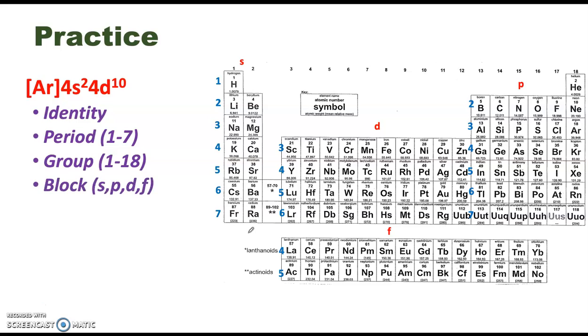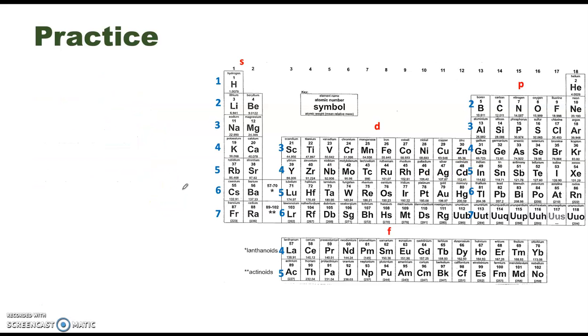I believe this is the last one. So let's just do it this way. 4d10. 4d, 1, 2, 3, 4, 5, 6, 7, 8, 9, 10. We've got cadmium. It is in group 12, it is in row 5, and it is in the D block. So that's how you do those.